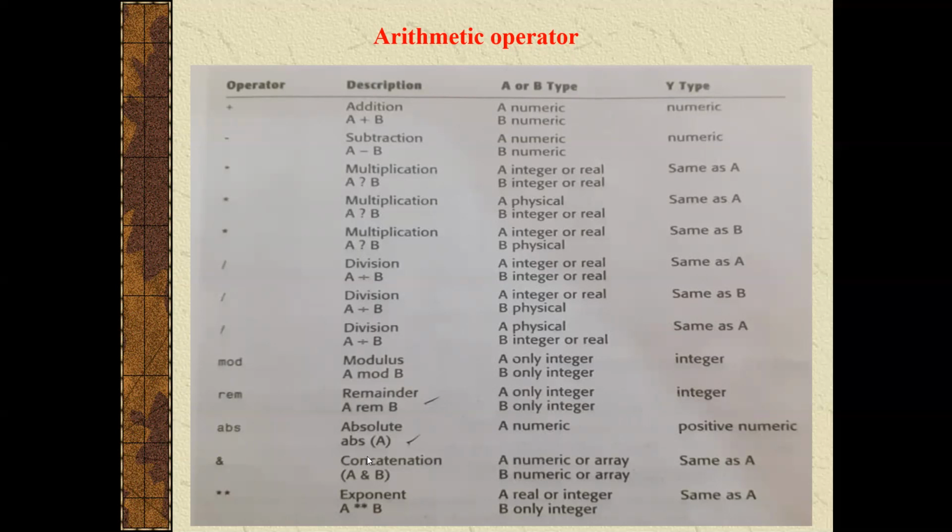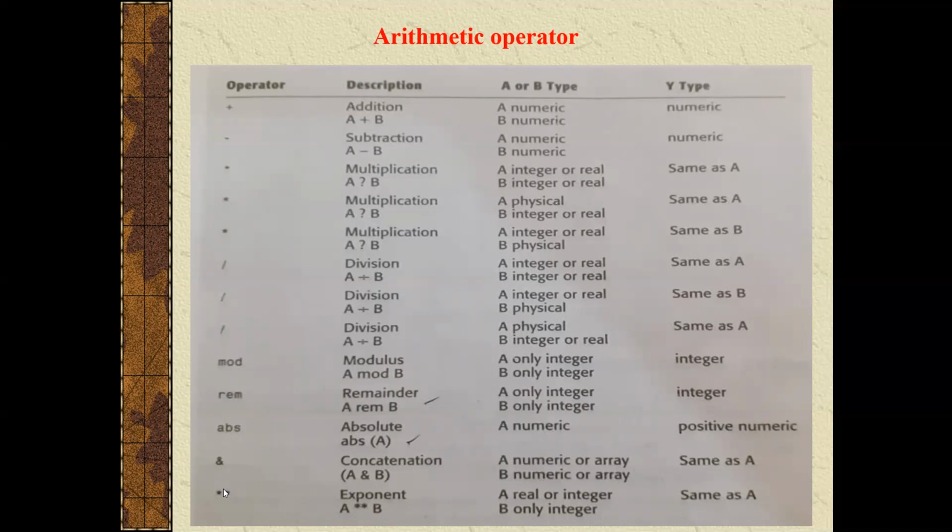Similarly, the absolute operation ABS(A) checks the absolute value of numeric A, and the output will always be in positive form. To form the AND or concatenation operation, we write A & B, where A is numeric and B is a numeric array. Then the output is available in the form of the A type, which is numeric and array.